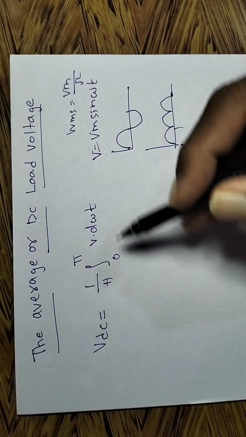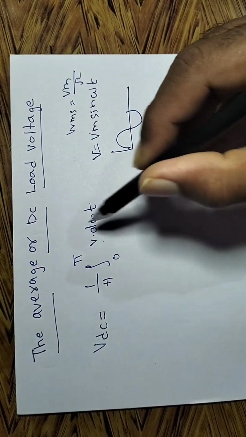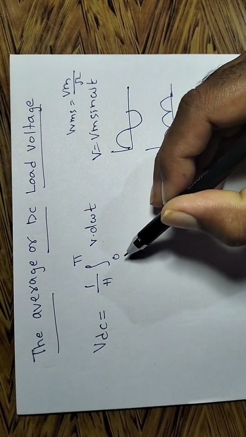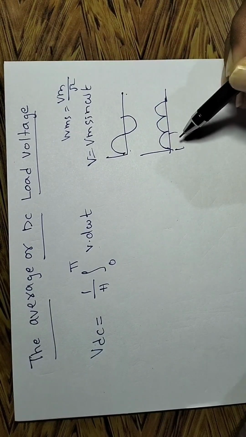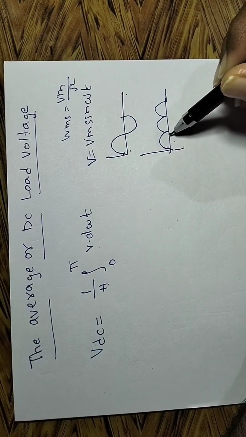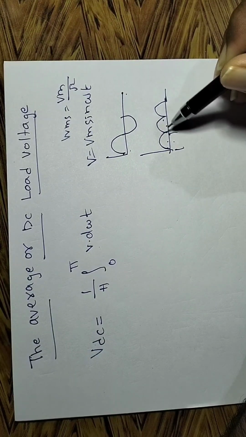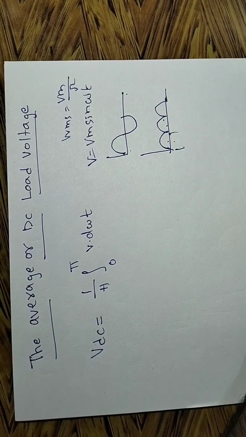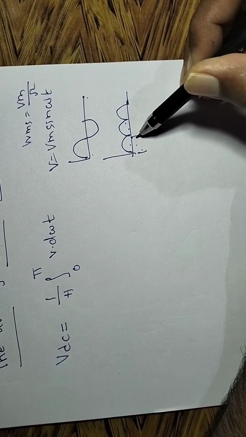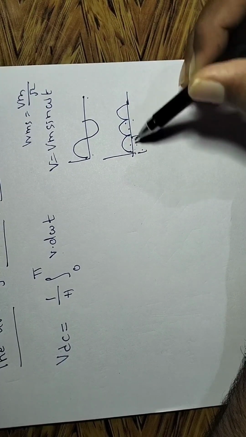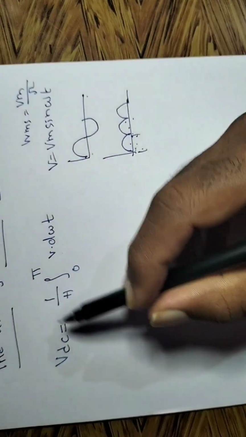That is VDC equals 1 by pi integral 0 to pi V d omega t. So this is my expression. But why am I considering only 0 to pi? See here, this is the input signal, and during the positive half cycle you get this wave, and during the negative half cycle you get this wave. Like that D1 and D2 give the rectified continuous output. That's why we take only 0 to pi, not pi to 2 pi, because all the waves are the same. That's why we take only 0 to pi. This is the expression.